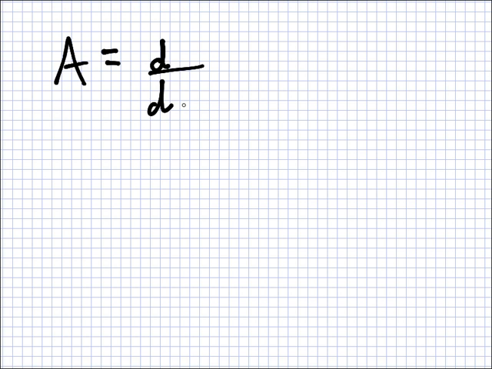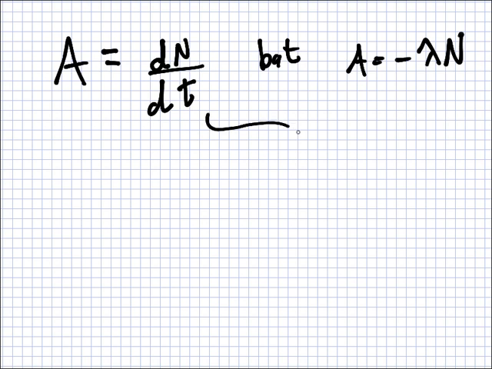So look at the definition. Activity is how many are destroyed per time. So now what do you think it is? What's on the top? dN. There you go, dN. A is dN/dt. But remember, A is also minus lambda N. So if you put these together, you get this.